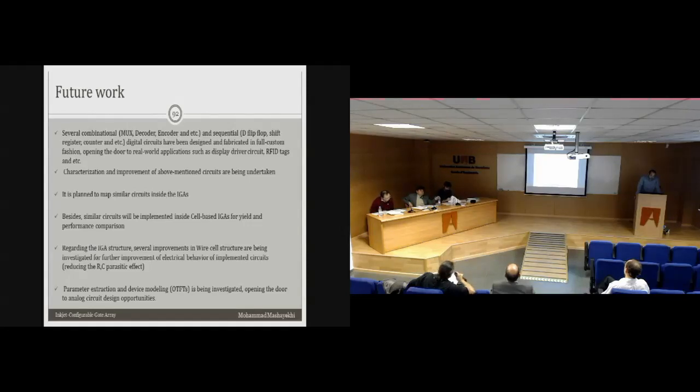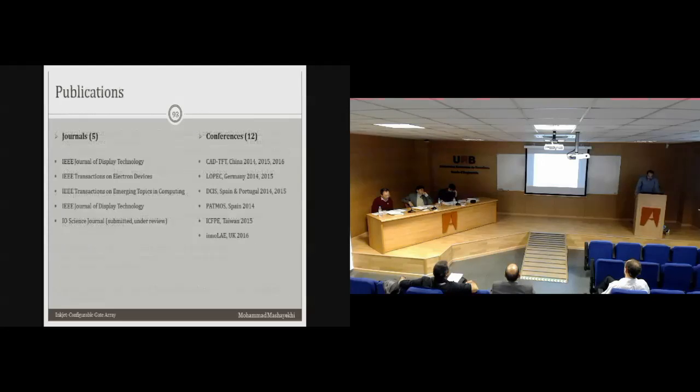And regarding the IGA structure, several improvements, especially in the wire cell, are being undertaken in order to reduce the parasitic effect by reducing the overlap of metallic layers for capacitance and having wider metal layers for decreasing the resistance. Parameter extraction and device modeling of the OTFTs is being investigated, which is opening the door for analog circuit design opportunities.